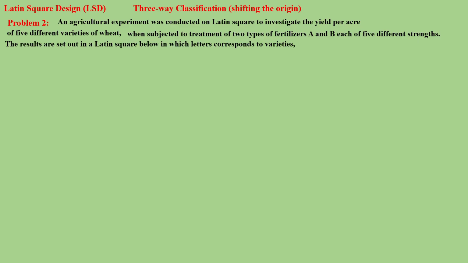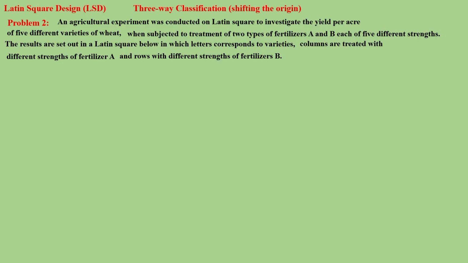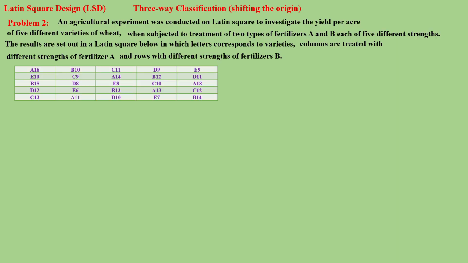Next problem. An agricultural experiment was conducted on a Latin square to investigate the yields per acre of 5 different varieties of wheat when subjected to treatments of 2 types of fertilizers, A and B, each of 5 different strengths. The results are set out in a Latin square below, in which letters correspond to the varieties. Columns are treated with different strengths of fertilizer A and rows with different strengths of fertilizer B. Right? They have given.